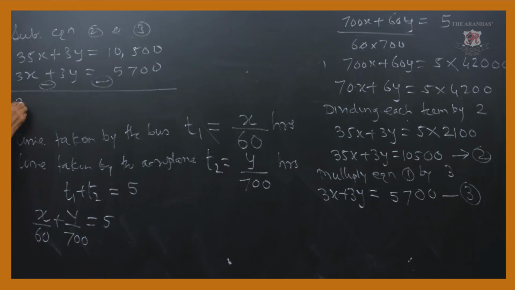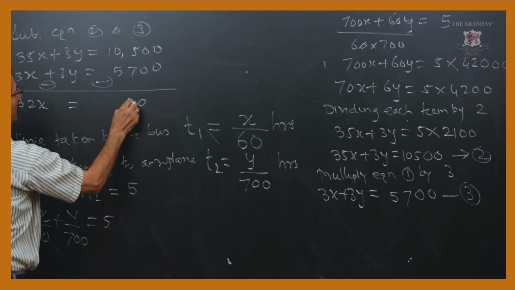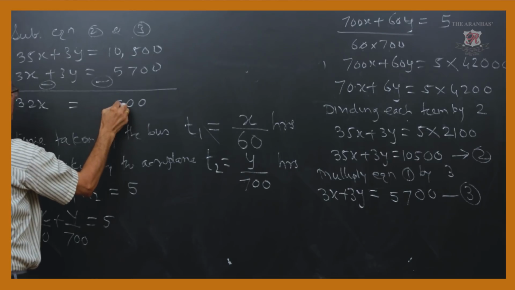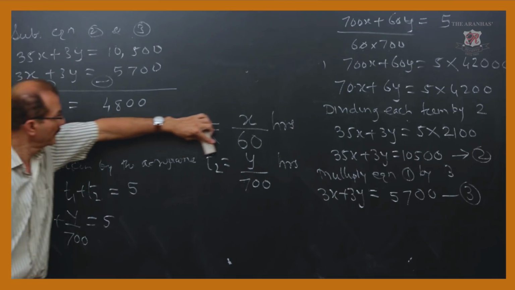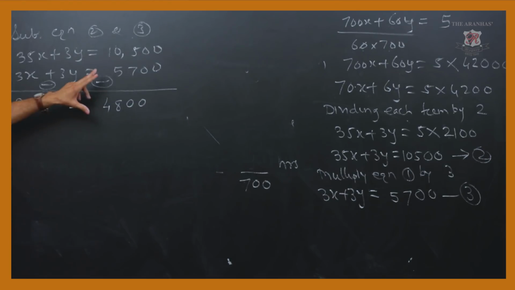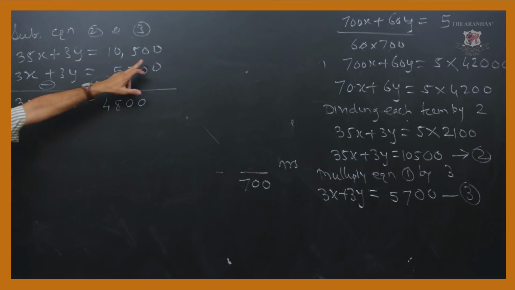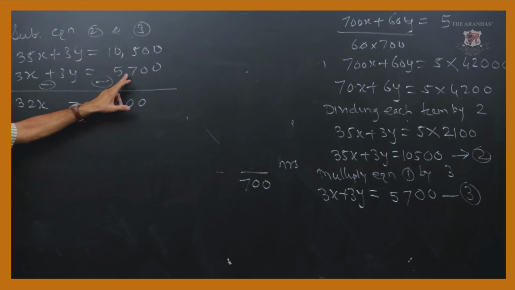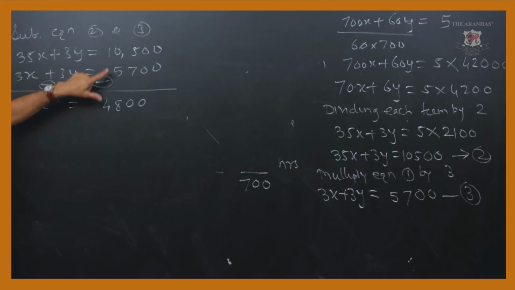35x minus 3x is 32x. This 3y gets cancelled. Now, subtraction: 0, 0, 15 take away 7, 8, 10 take away 6, 4. See subtraction, I will tell you again. This 35 minus 3 is 32, 3y and 3y get cancelled. 10,500 minus 5,700: 0, 0, 15 take away 7, 8, 10 take away 6, 4.